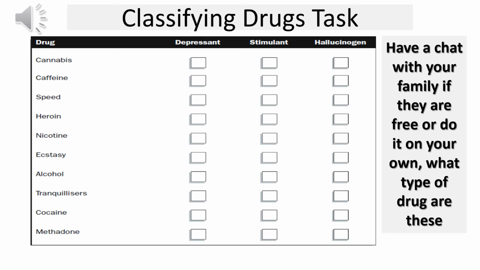Pause the video. So here we have a list of drugs from cannabis all the way down to methadone. And I want you to have a little chat with your family or do it yourself or chat with your friends over the internet of which ones you think are a depressant, which ones you think are a stimulant, and which ones you think are a hallucinogen. You've got things on here that you would already know: caffeine in coffee, you've got nicotine there in cigarettes, alcohol we will talk about in other lessons. So have a guess now, and then on the next slide you will see whether you've got them correct.